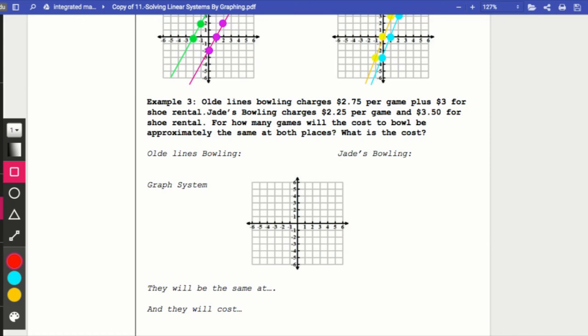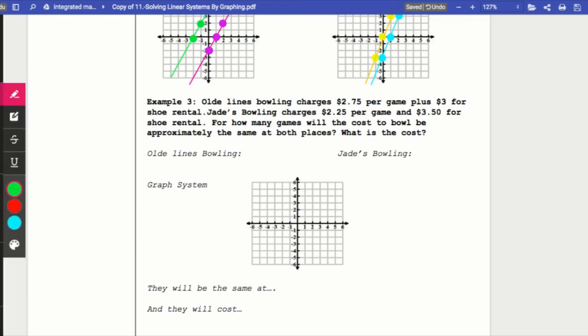So I need to come up with an equation for both situations. And then I need to graph to find the solution. So let's start with Old Lines Bowling. So, oops, don't want a rectangle. Those dang rectangles keep coming back to haunt me. All right, so looking at Old Lines Bowling, let's go ahead and highlight the important information. We'll do it in green, why not?